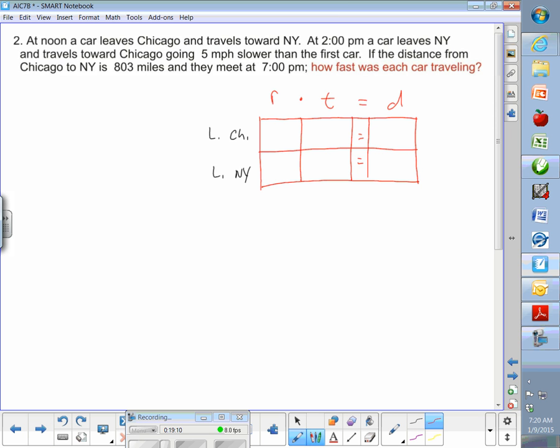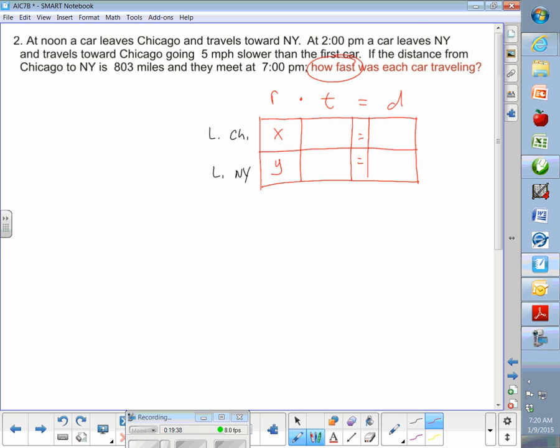Now I helped us out on this first problem and I did it in red. How fast was each car traveling? All right, is how fast the rate? Is how fast the time? Or is how fast the distance? And everybody says it's a, and you should say rates. Awesome. Where do our variables go? In the rate column. There you go.